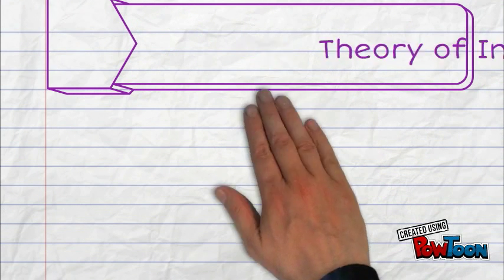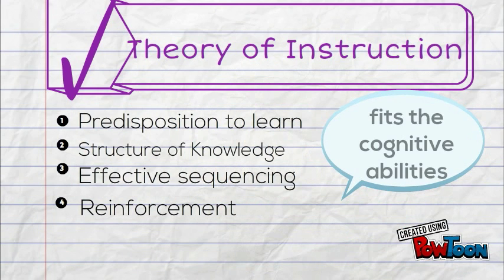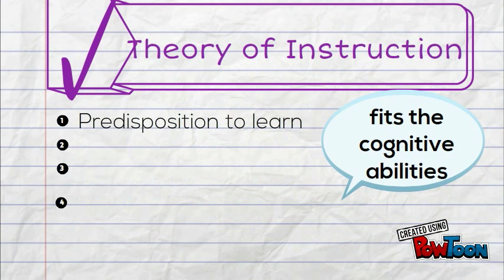The third factor is the theory of instruction that addresses the 4 major aspects. Predisposition to learn is the first aspect, wherein any subject could be taught at any stage of development in a way that fits the child's cognitive abilities.